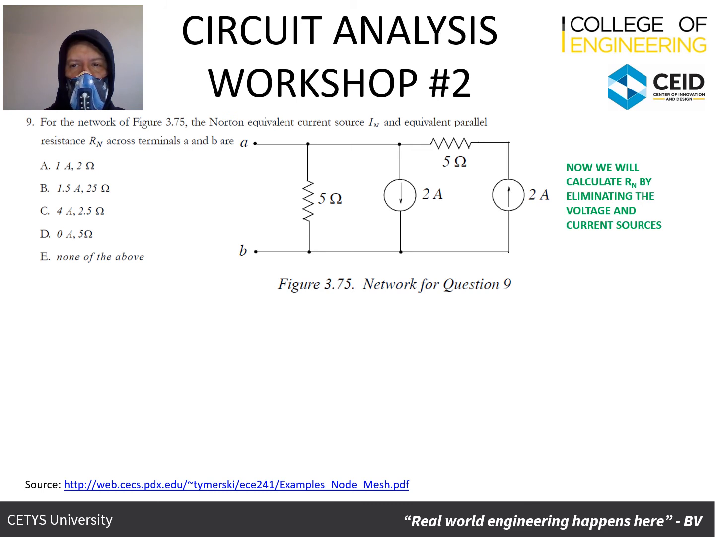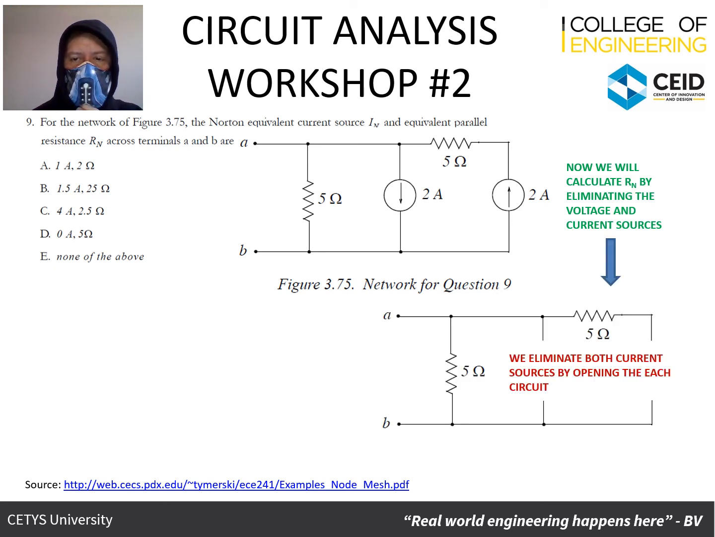And so now we will calculate the Norton equivalent resistance by eliminating the voltage and current sources. We eliminate the current sources by putting them in an open circuit. This way we eliminate both of them. And we notice that when we do this, the 5 ohm resistor that's to the right is left connectionless.